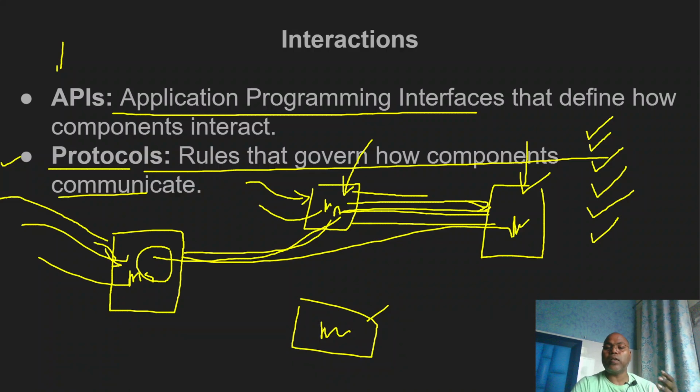They need to understand each other, even if one is written in C++ and another in Java. How do they talk to each other? These are all the things we have to consider while discussing protocols.